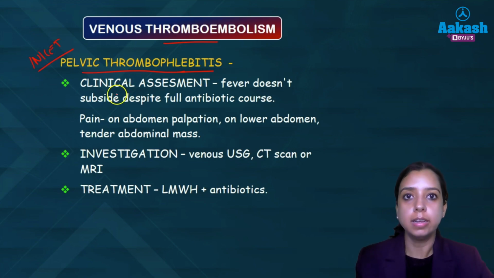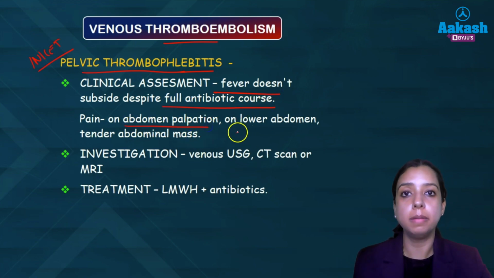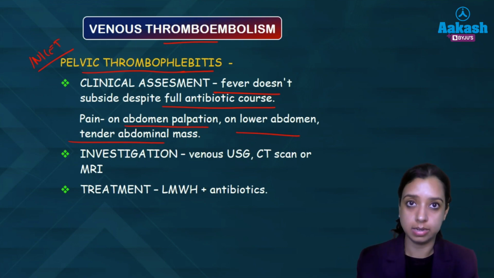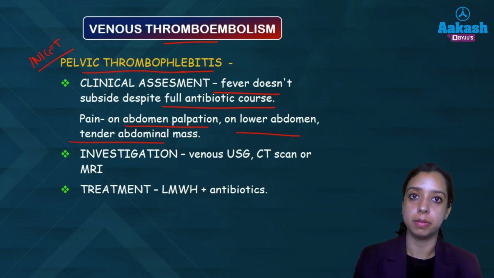How will you diagnose it? A patient presents to you with fever, genital tract infection, you give her antibiotics, but she doesn't resolve. So fever does not resolve even when you have given a full antibiotic course. The patient will have abdominal pain, and on palpation you can feel thick, tender vessels, since it's thrombophlebitis of those vessels. Okay, tender cord-like masses you can feel in the lower abdomen.